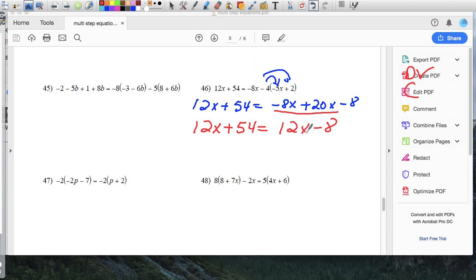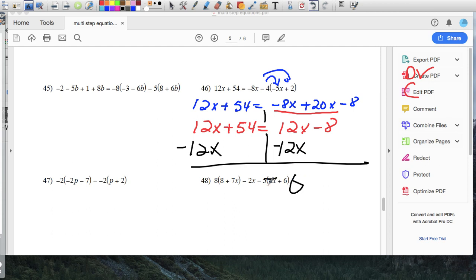So I have variables on both sides. So look what happens in this case. If I do minus 12x here, I must do minus 12x here, because I want to get rid of this 12x. But what ends up happening is that this cancels out, becomes 0. So 12x minus 12x becomes 0, so I have negative 8 left over. On this side, that also becomes 0, and I have 54.